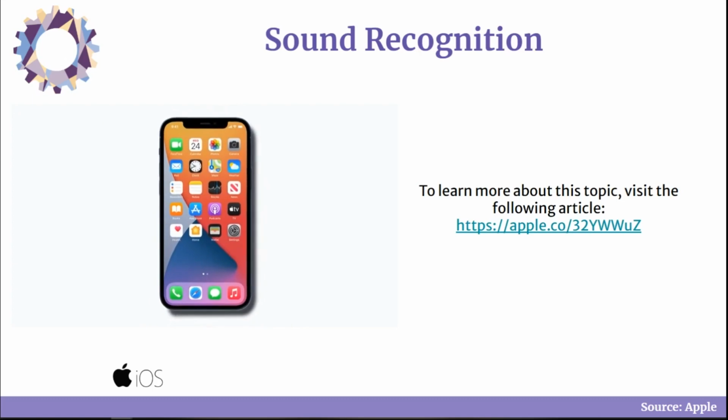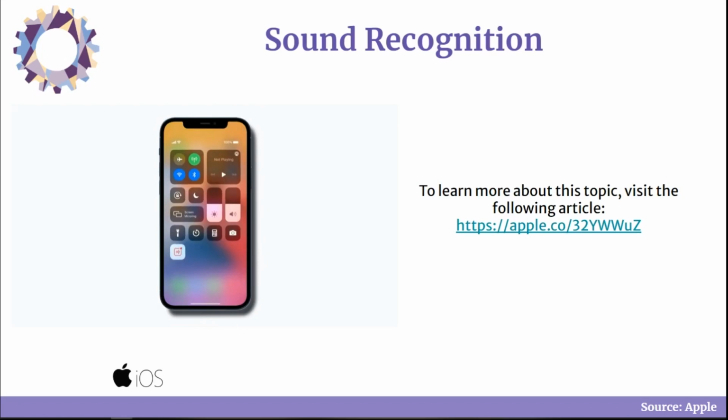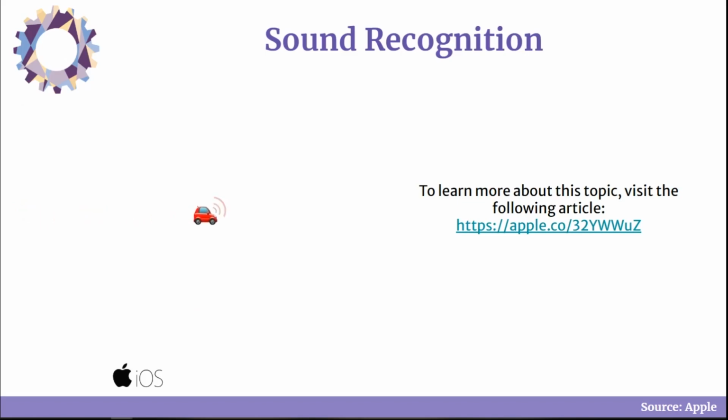Once you've turned on sound recognition for the first time, you can quickly access it by opening Control Center and tapping the sound recognition button to turn it on or off. Or touch and hold sound recognition to access the sounds menu. You can then tap a sound to add or remove it from your list. And that's how sound recognition can alert you to important sounds you might not want to miss.